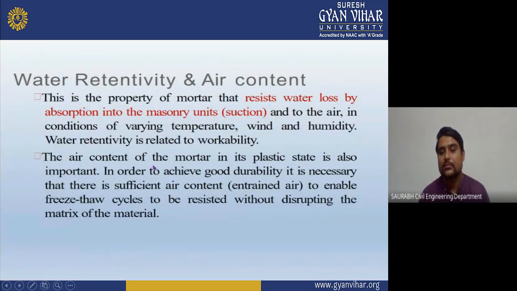The air content of mortar in its plastic state is also important. In order to achieve good durability, it is necessary that there is sufficient air content, which is also known as entrained air, to enable freeze-thaw cycles to be resisted without disrupting the matrix of the material.